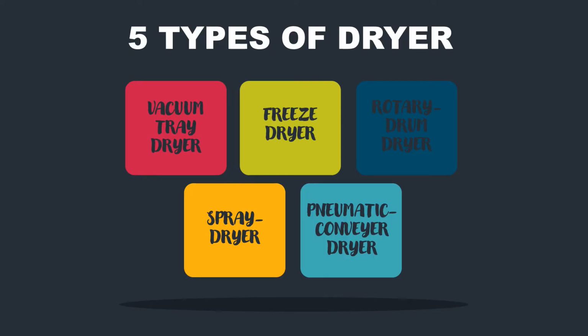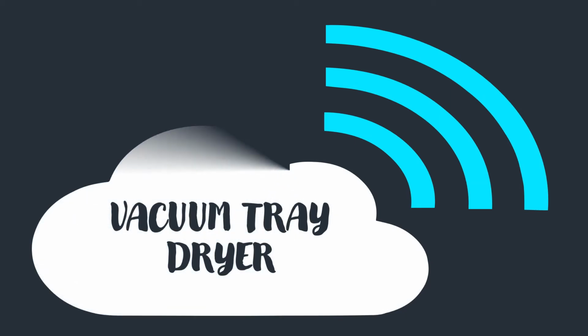Several types of dryers are available in the market, including vacuum tray dryer, freeze dryer, rotary drum dryer, spray dryer, and the last one, pneumatic conveyor dryer. To make it easy, let's go through the dryers one by one. Let us start with the vacuum tray dryer.